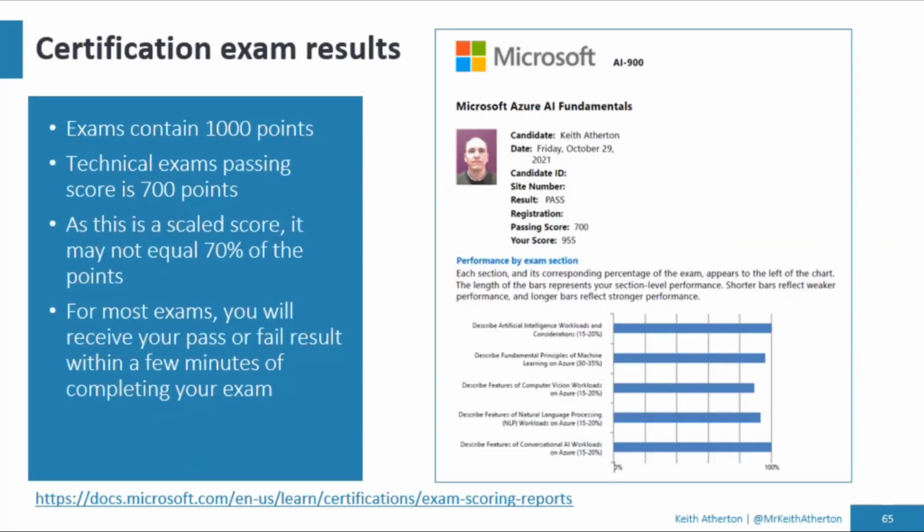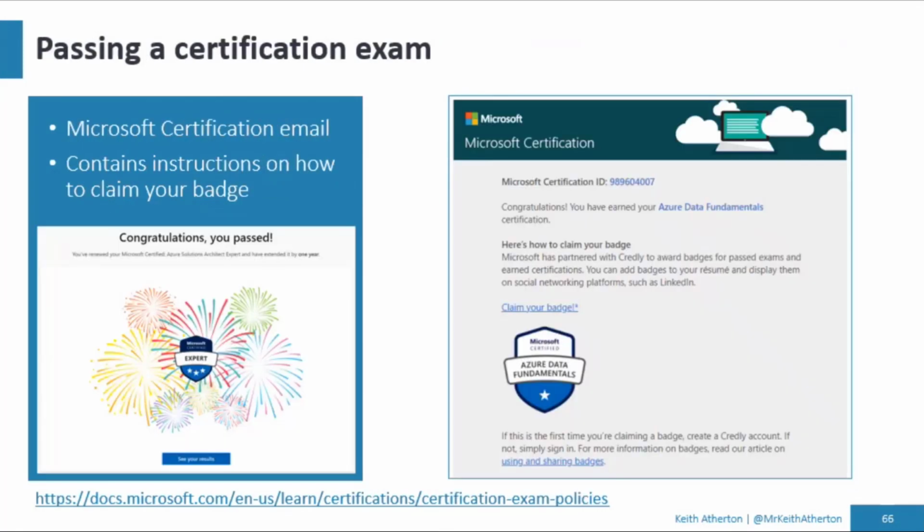So when you do take an exam, you get your results pretty quickly. In my experience, you do get your results there. All the technical exams have got 1,000 points, and you do need to get 700 or more to pass. And the useful thing is you get a bit of a rough breakdown of the different skills measured they're looking for. So if you, let's say, unfortunately did fail it, you know maybe where the weaker areas are that you can then focus on for your retake.